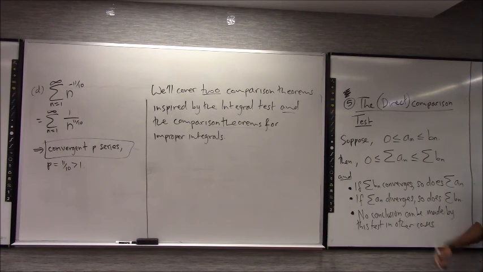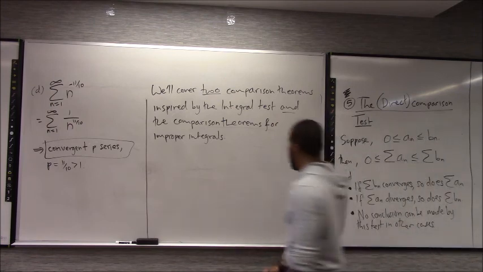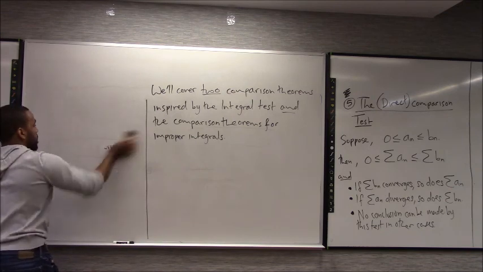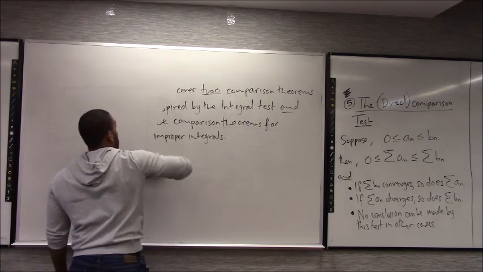You won't know otherwise. So if your upper series diverges, you can't make any conclusion about this series. And if this series converges, you can't make any conclusion about this series, because the other one could either diverge or converge without making the inequality false. But in those two specific instances, you can actually make a conclusion.